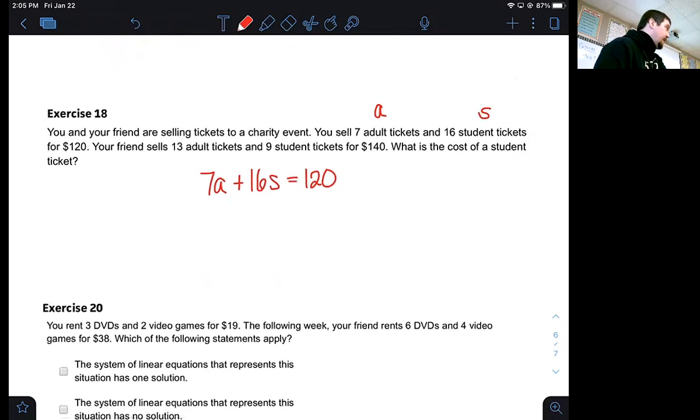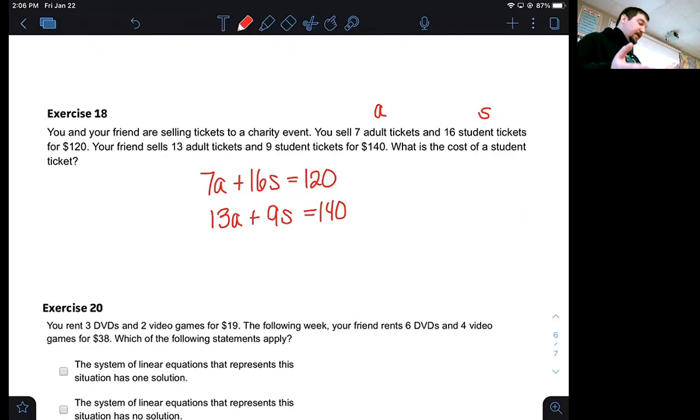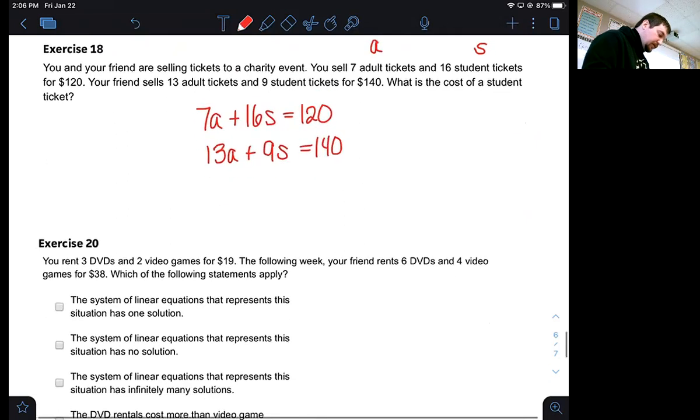And the next one, Caleb. 13A plus 9S equals 140. Yep. Would you use substitution or elimination for this one? I would use elimination. It's not even set up for elimination yet, but I feel like it's going to be easier than using substitution. You could find a common multiple between 7 and 13 or 16 and 9, and then eventually get your answer.